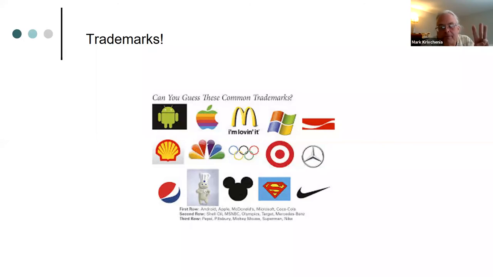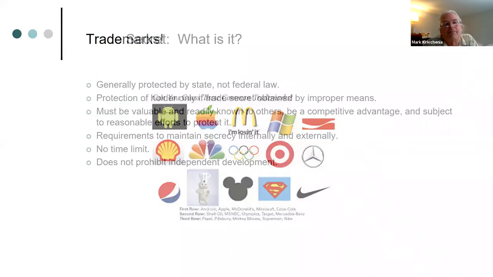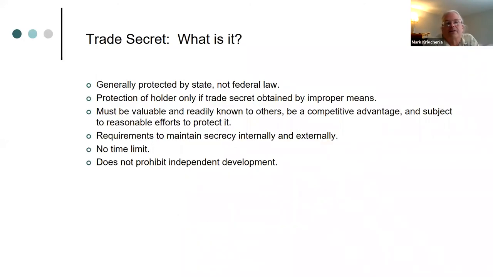Okay, so that's the third type of intellectual property. The fourth type is a trade secret. So trade secrets are a little different. They're protected by state law, not federal law. Protection of the holder only if the trade secret is obtained by improper means. In other words, you have to steal the trade secret to be in violation.